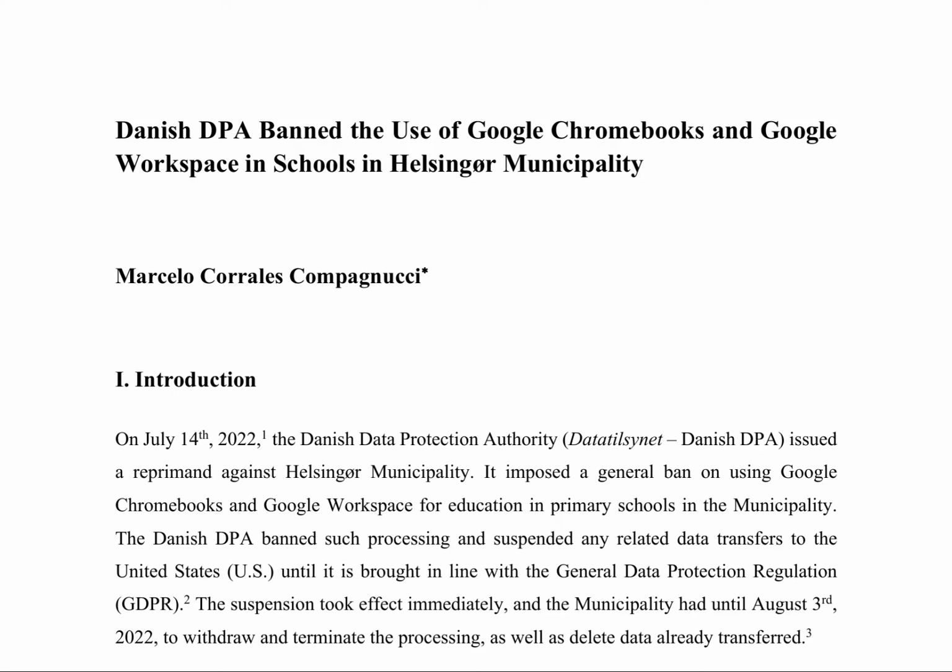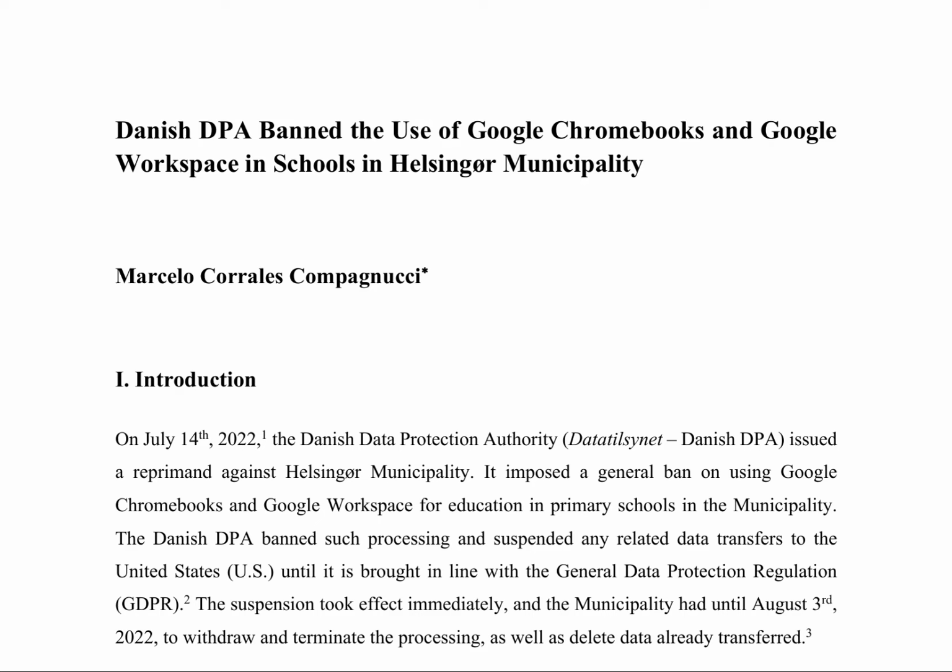The Danish Data Protection Authority, Datatilsynet, has imposed a ban on the use of Google Chromebooks and Google Workspace in primary schools in Helsingor Municipality, citing non-compliance with the General Data Protection Regulation, GDPR. The ban, which took effect immediately, requires the municipality to withdraw and terminate processing, as well as delete data already transferred to the United States.